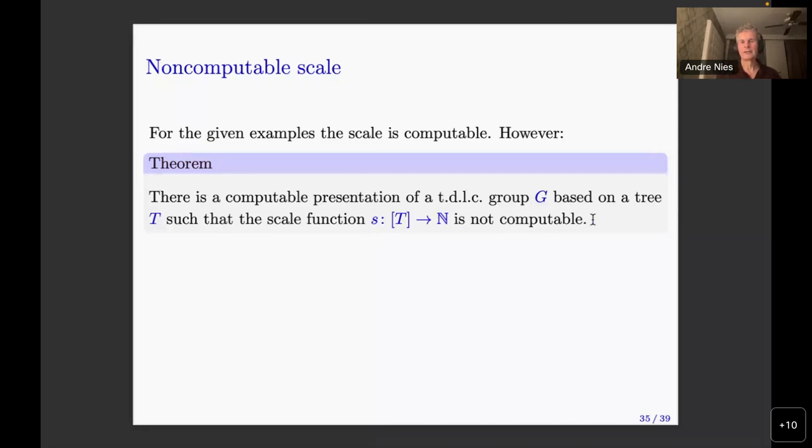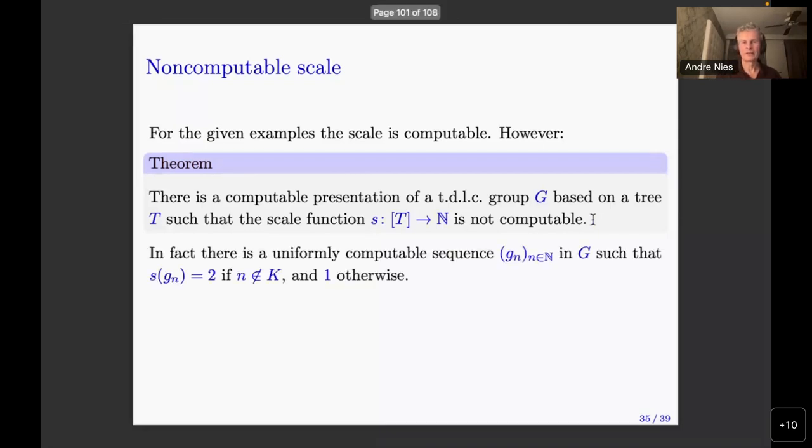Again, it's non-computable in the uncountable sense, but I can make it more concrete. What we really do is define a uniformly computable sequence g_n of elements of G, given concretely by computable paths on the tree representing G, so that if n is not in the halting problem, the scale is 2, and if it's in the halting problem, then the scale is 1. So this scale can decide the halting problem and is therefore not computable.